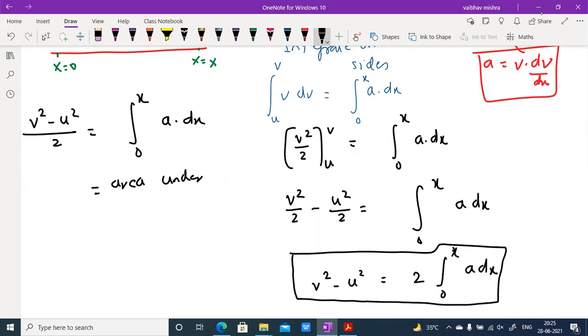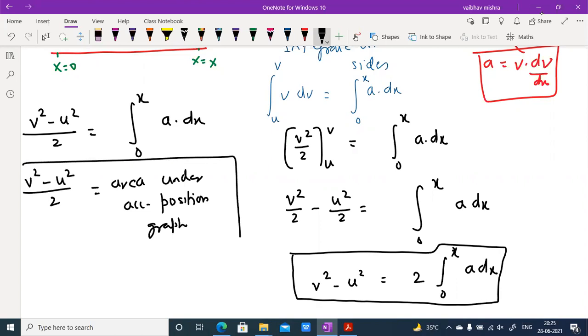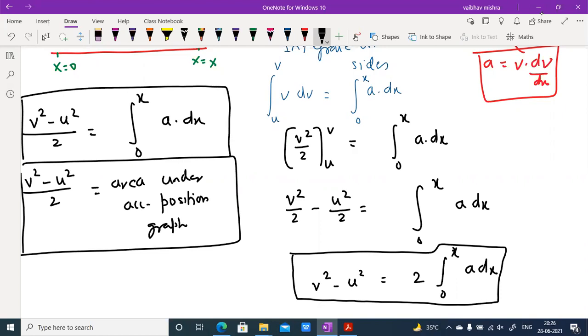or area under acceleration position graph. This is the formula that you have to learn. अब वो ग्राफ किसका है, वो रिलेशन किसका है, accordingly we will choose out of the two formula which formula we should use. Integrate करेंगे acceleration को time के respect में, we get change in velocity. If we integrate acceleration with respect to position, then we get v square minus u square by 2.